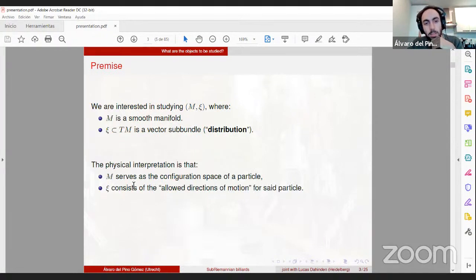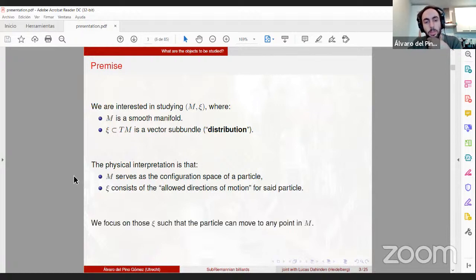The physical way that you may think about this is that M is some sort of configuration space for a particle. So in M, there's a particle moving around. This particle is not allowed to move in every direction. It's only allowed to use the directions in psi. So psi consists of the allowed directions of motion.